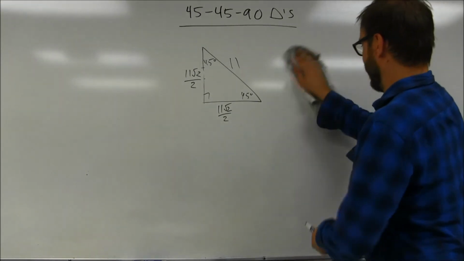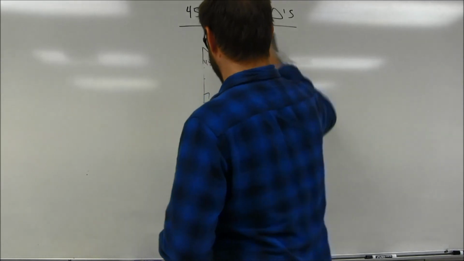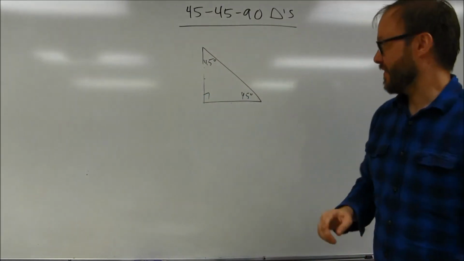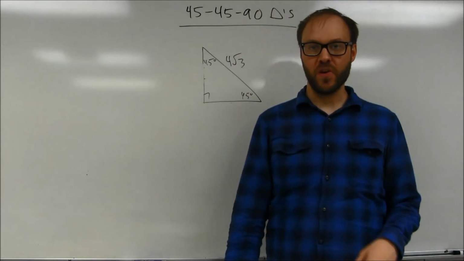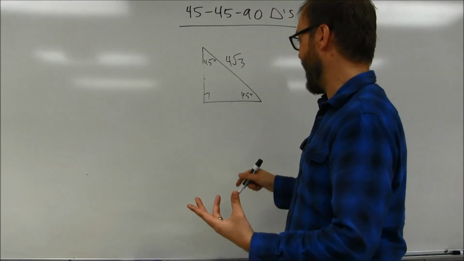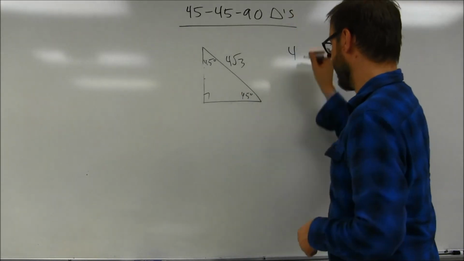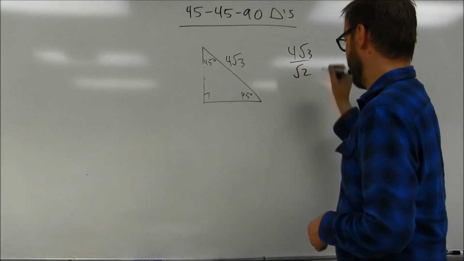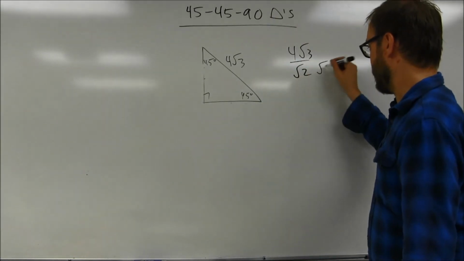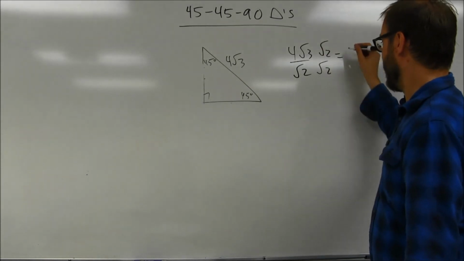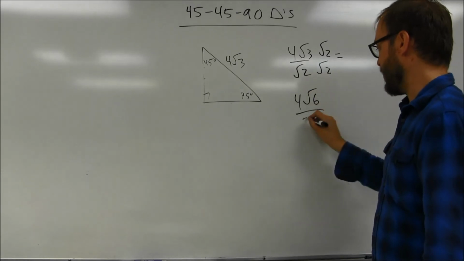They can get even worse, but the pattern is always the same. If you just go with the pattern, things will work out. So for example, let's say this side was 4 radical 3. You still divide by radical 2 to get these other 2 sides. So you're going to take whatever this side is, divide by radical 2. It's correct, but it's not in the most simplified form. So multiply top and bottom by radical 2. You're going to get 4 radical 6 on top and 2 on the bottom.